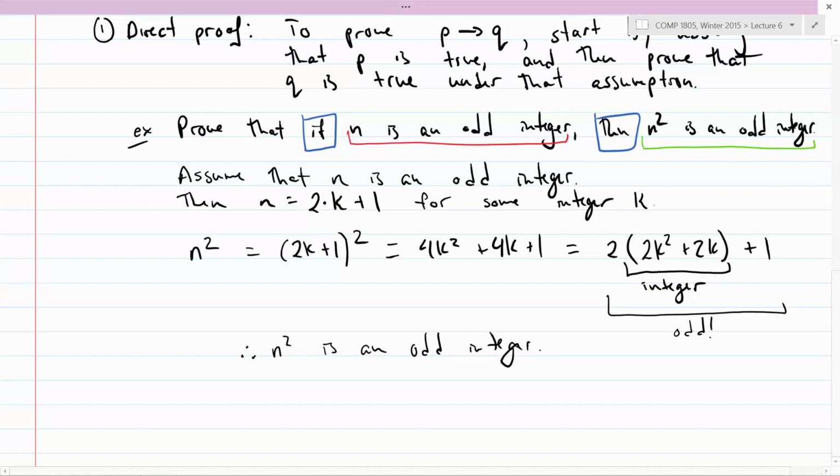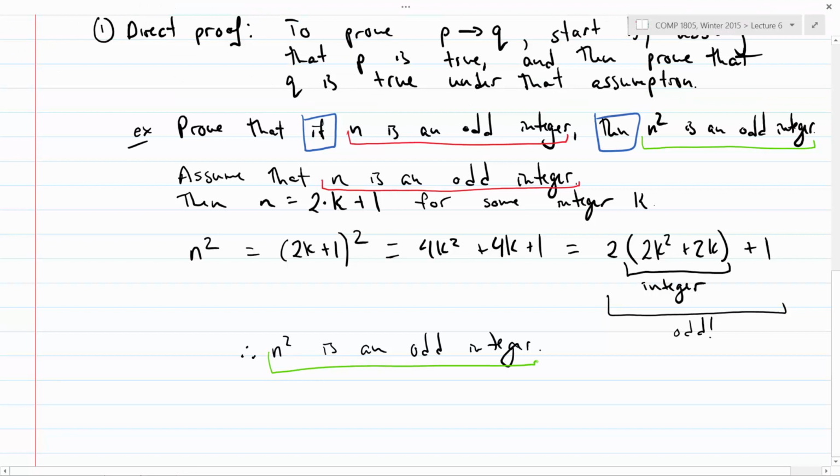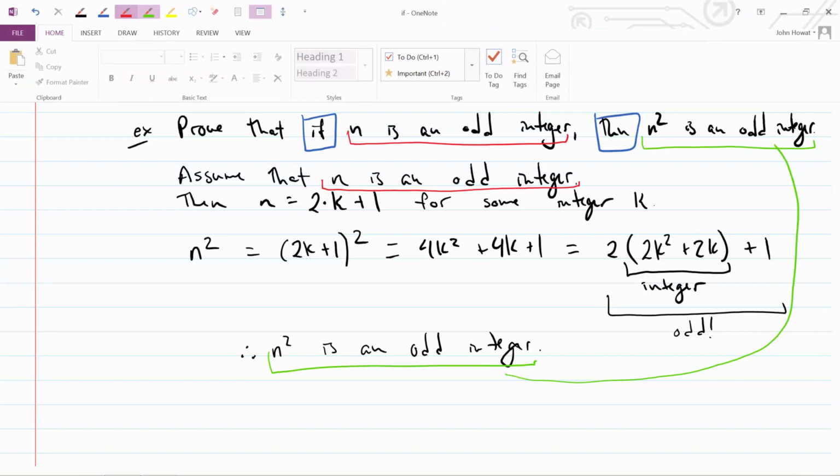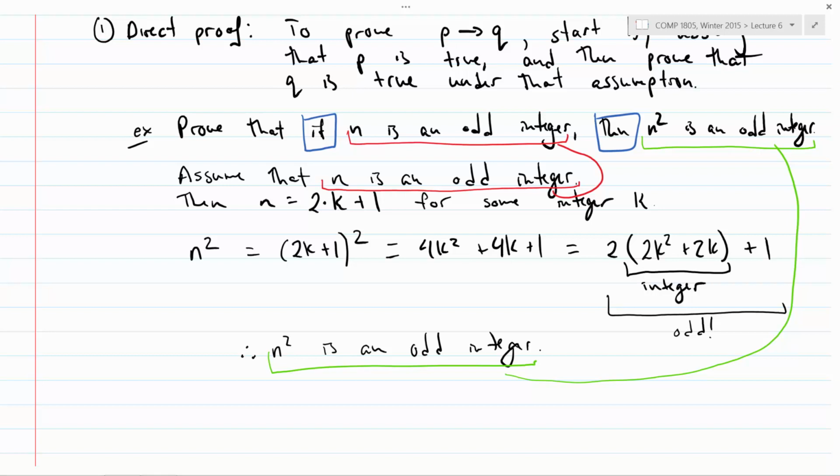And notice what happened was I assumed that n is an odd integer, and under that assumption, I derived the fact that n squared is an odd integer. Okay, so these match up, and these match up. That's all a direct proof is. A direct proof is you want to prove that an implication is true, so you start with the thing on the left, assume it's true, and using that assumption, you prove that the thing on the right is true. That proves that the implication is true.